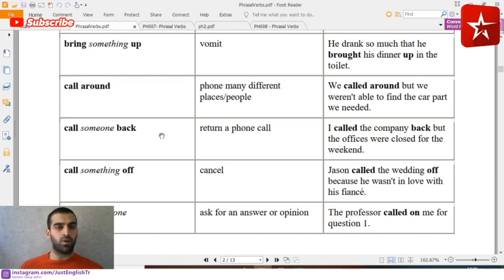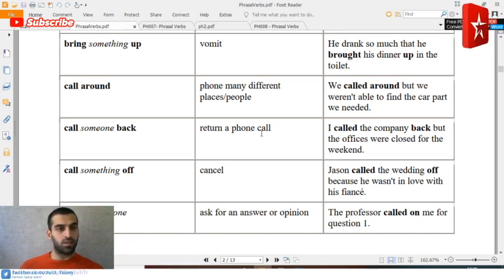For example, if your mom or your father calls you and you are not available at the moment to answer, you can call them back. You can call your mother and your father back. For example, I called the company back, but the offices were closed for the weekend. So call someone back means return a phone call.